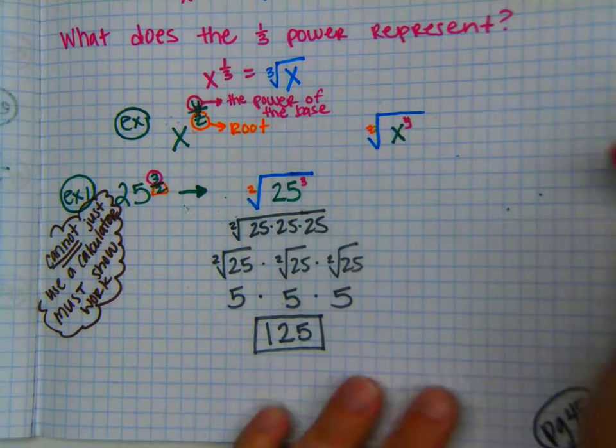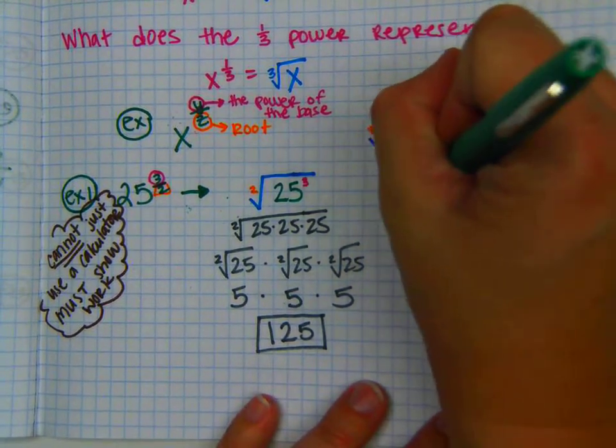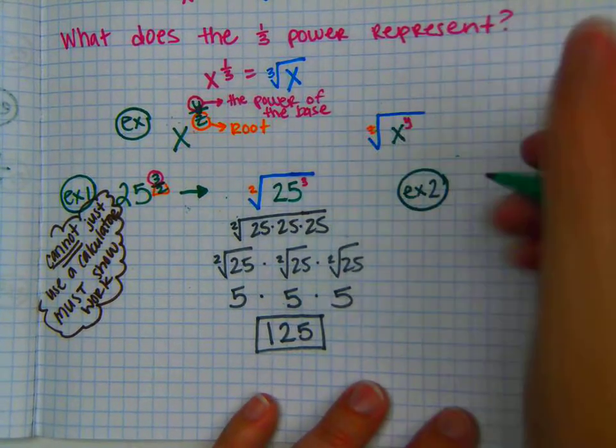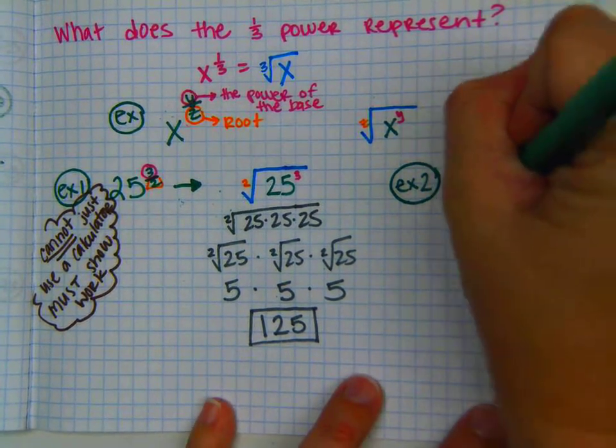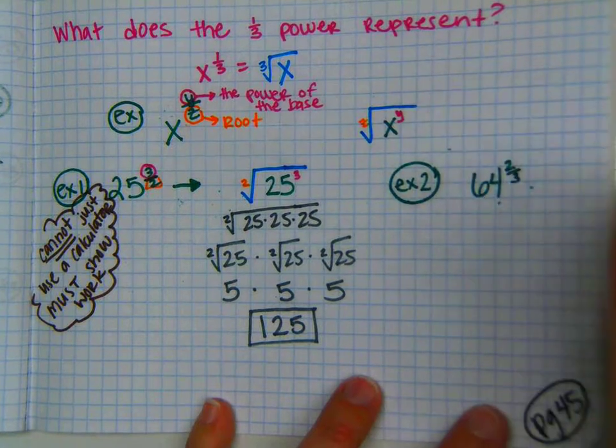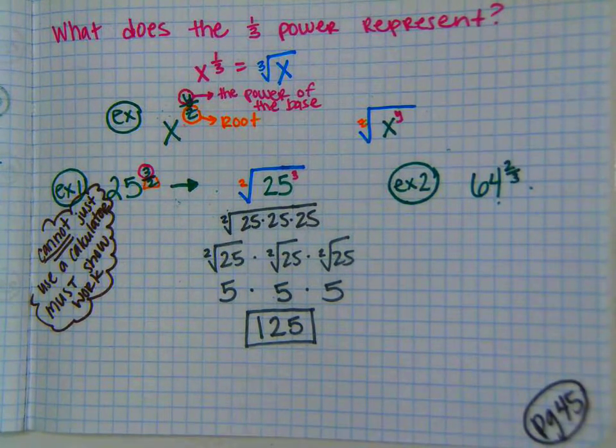I want you to go ahead and do this next problem. The video will stop. You'll put your answer in, and then I will go over it after. 64 to the 2/3. Okay? Go ahead and set that one up and do it.